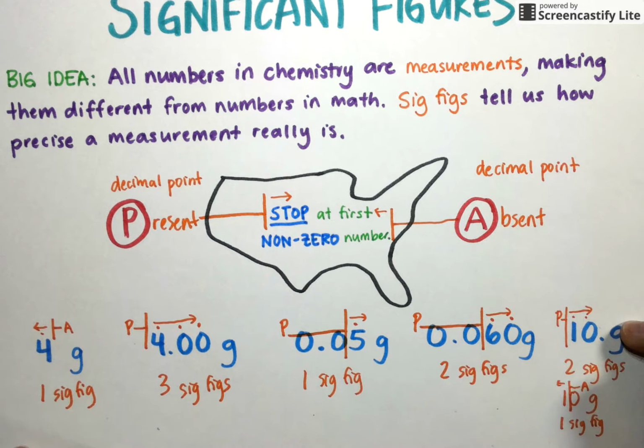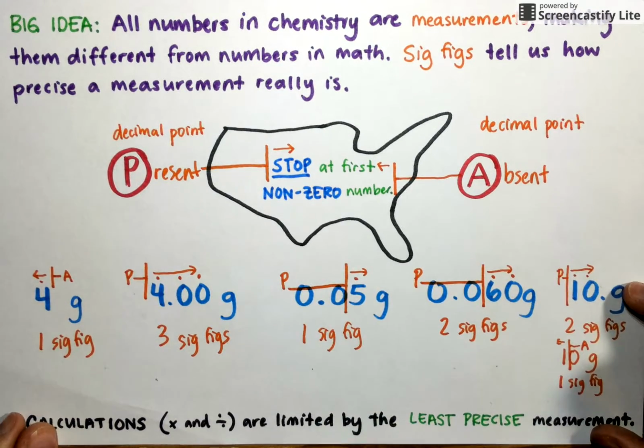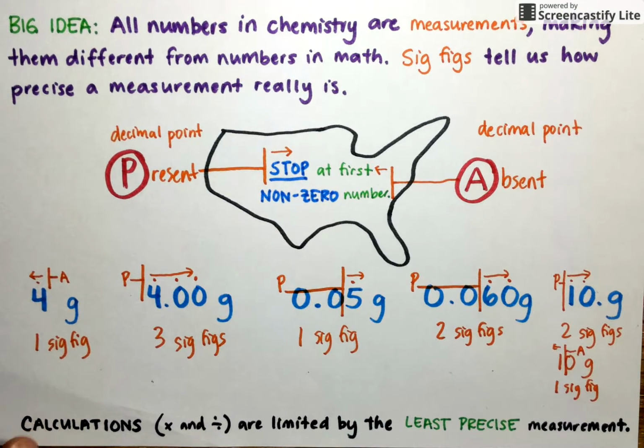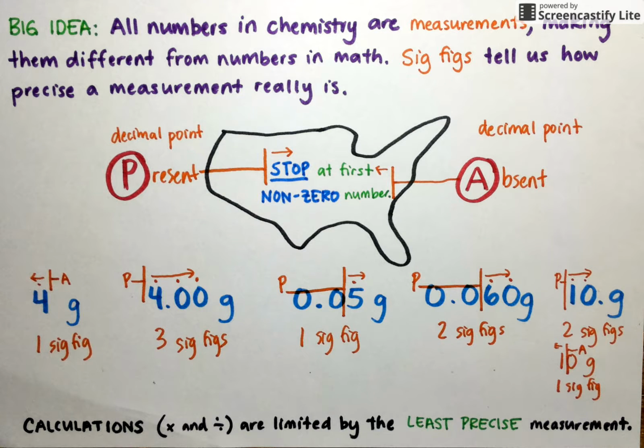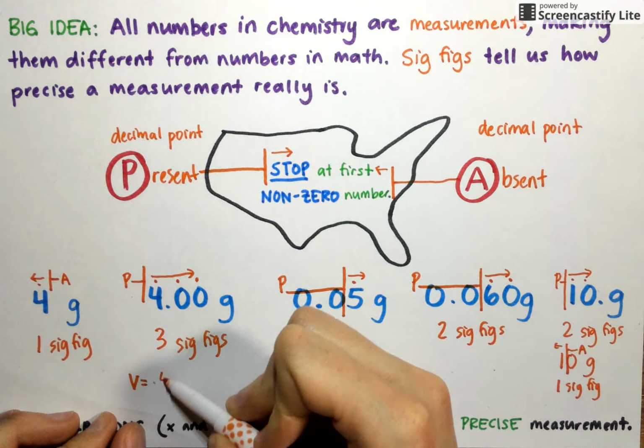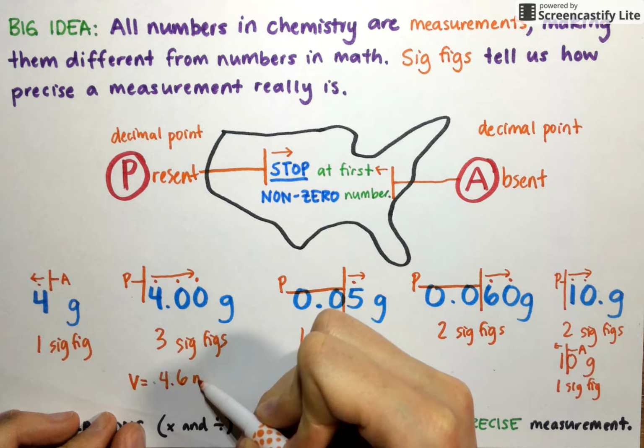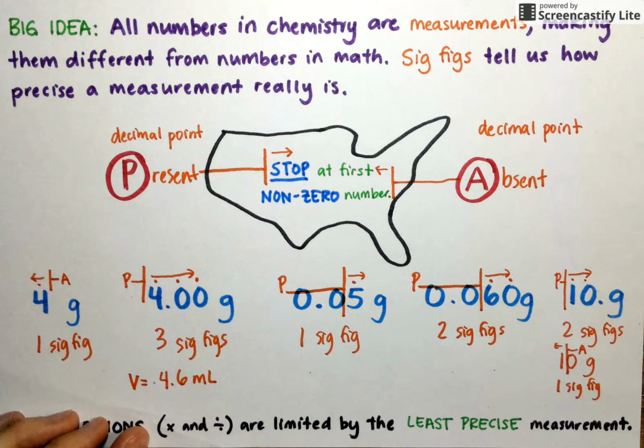The last idea I want to leave you with about significant figures is that all calculations done with measurements in chemistry, so think density, it's dependent on both mass and volume measurements. Those types of calculations are limited by the least precise measurement. So let's say for this particular measurement, I recorded the mass of a block to be 4 grams. Maybe I measured the volume of that block to be 4.6 milliliters or cubic centimeters.